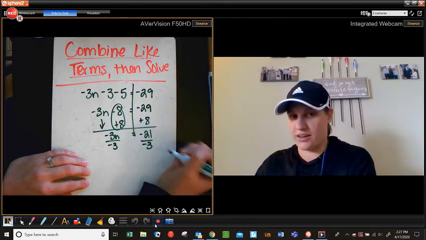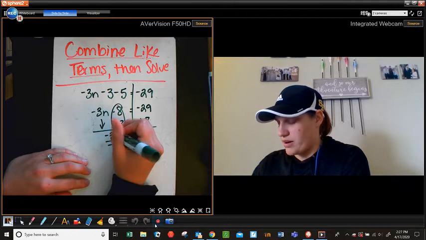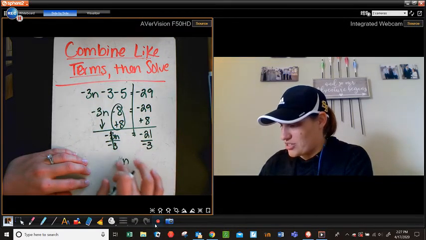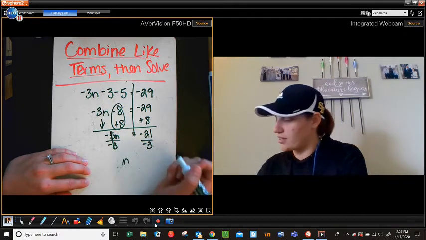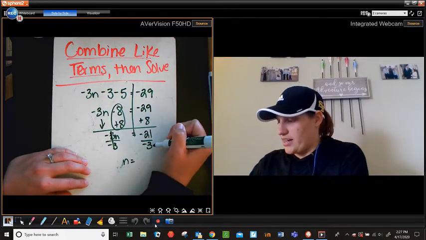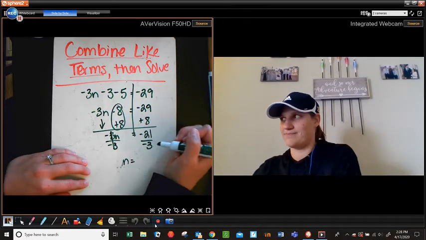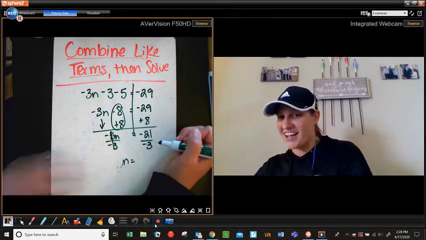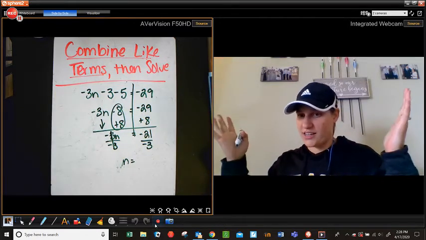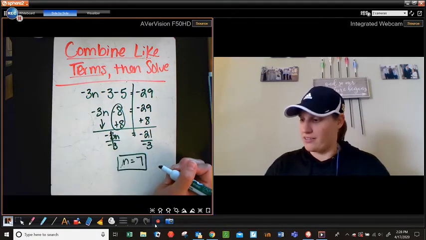Divide by negative 3. When we divide by negative 3, over here, negative 3 divided by negative 3 is positive 1. 1n. But we're lazy mathematicians. We don't write that. Bring our equal sign down. Negative 21 divided by negative 3. How many times is 3 going to 21? You're right, 7. Negative divided by negative is a positive. Positive 7.